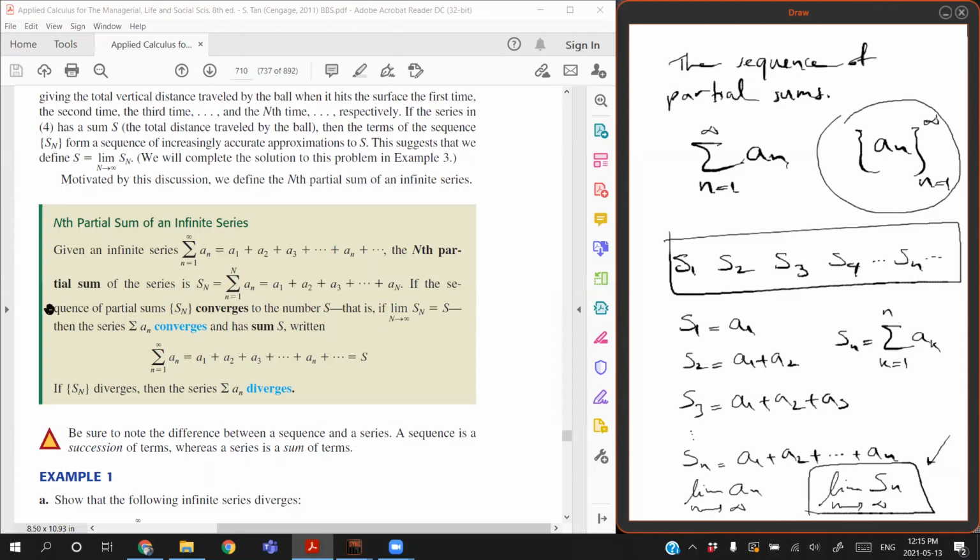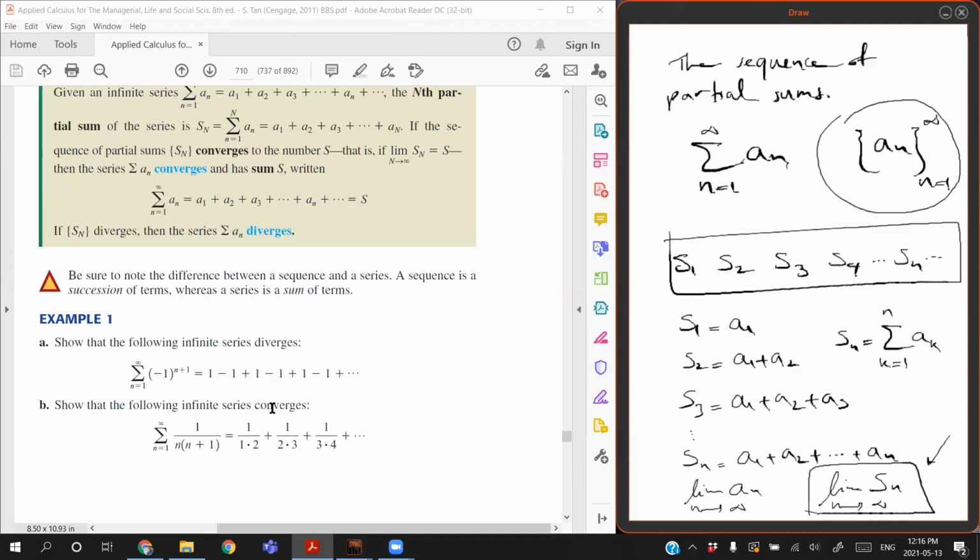So if the sequence of partial sums, Sn, converges to a number S, that is, if the limit of Sn as n approaches infinity is some number S, then you would say that this infinite series converges and the sum is S. And you can just say that this series, which is A1 plus A2 plus A3 all the way, the sum of infinitely many terms, is equal to S. And otherwise, if this limit does not exist, if it's infinity, minus infinity, or simply does not exist, then you would say that the series is divergent. So everything will become more clear when we look at these examples here.